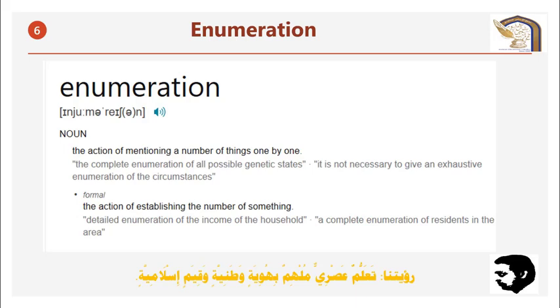The last cohesion technique is enumeration. Look at the dictionary entry here. Enumeration is the action of mentioning a number of things one by one. It can be identified by using linking words that are used for listing. For example, first, second, next, then, after that, and so on.